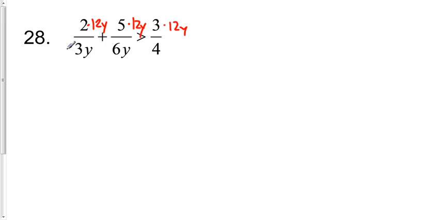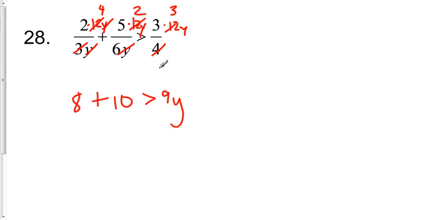Remember, you can't multiply by different things in different fractions, so everything has to be multiplied by the same thing, and you're going to pick something that will cancel out with each denominator. So the y's cancel out in this first fraction. 3 goes into 12 4 times, so I'm taking 2 times 4, and that's 8. Plus, in the second fraction, 6y goes into 12y twice, so I'm taking 5 times 2, and that's 10. Then we have the greater than sign. 4 goes into 12 3 times. I still have the y there. 3 times 3y is 9y.